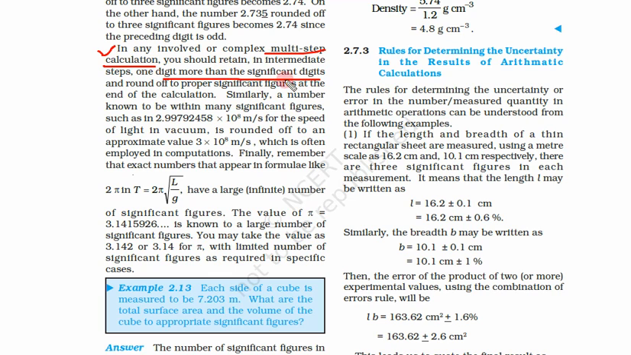So what they are trying to say is that we should not do the rounding off at the starting of the calculation. We first do all the calculations, and we must do the rounding off only after the end of the calculation. Round off to the proper significant digits at the end of the calculation. Suppose there are some digits involved.